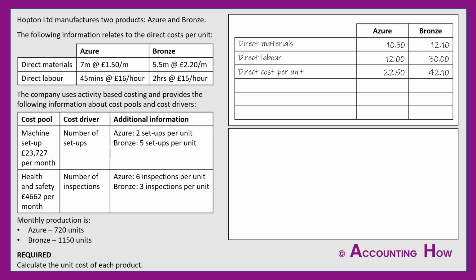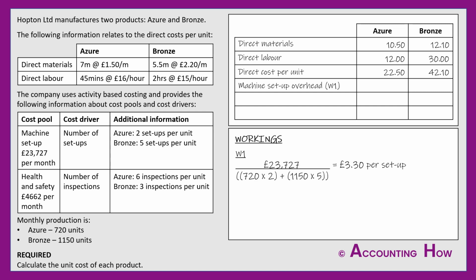And then I can set about working out the cost per drivers to be able to assign the overheads. Machine setup overhead, so workings, so again on the top of the formula is the cost pool, divided by the total number of setups, gets me £3.30 per setup, and then multiply that back into my cost units.